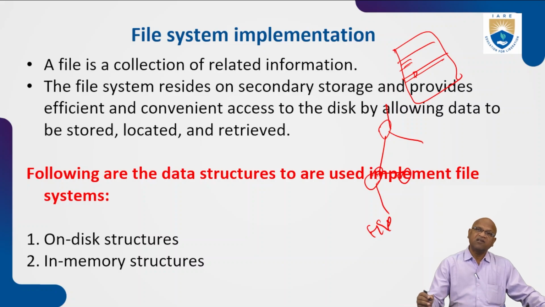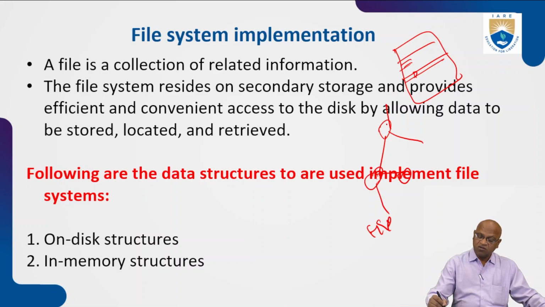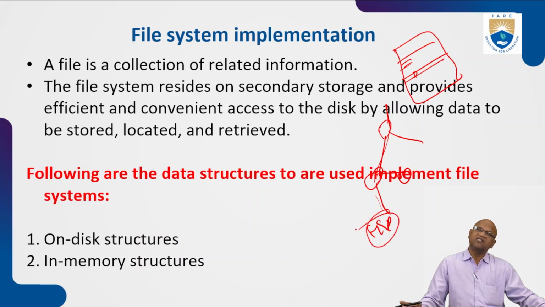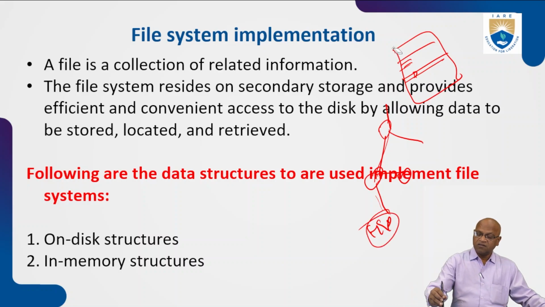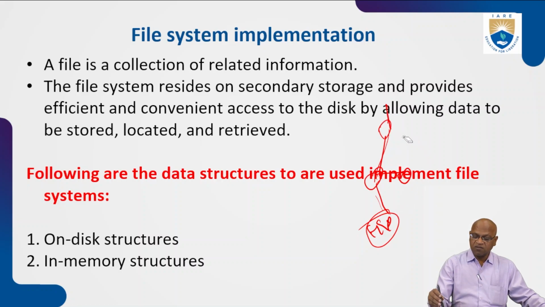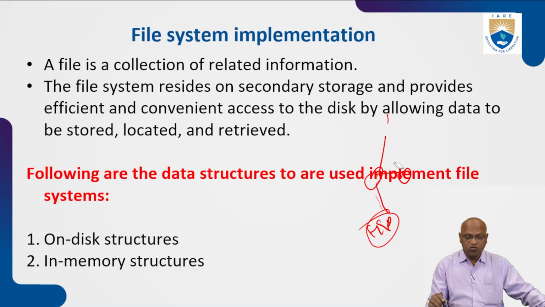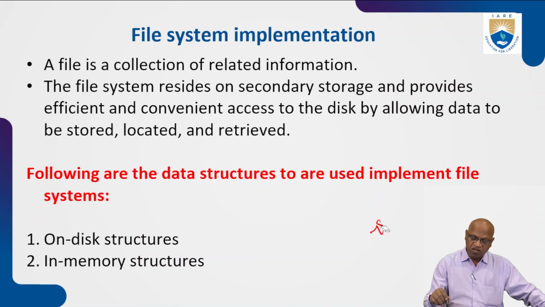That we have already seen, first level and second level. So this is a root. From here, the file is saved here. The required file is saved here. So this is the data structures part. The file system resides on secondary storage and provides efficient and convenient access to the disk by allowing data to be stored, located, and retrieved. This is the basic fundamental job of the file system application programs which are in the OS.